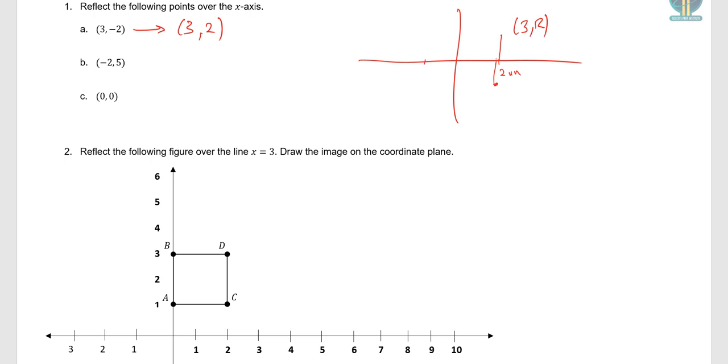(-2, 5), reflecting it over the x-axis, so it's 5 units away from the x-axis, so we go 5 units on the other side. So that essentially amounts to, again, flipping the sign on the y-coordinate. So still -2 for x, but -5 for y. Okay? And the point (0, 0), which is the origin, and again, since it's on the x-axis, reflecting it over the x-axis does not entail a change in position. So its reflection remains (0, 0).